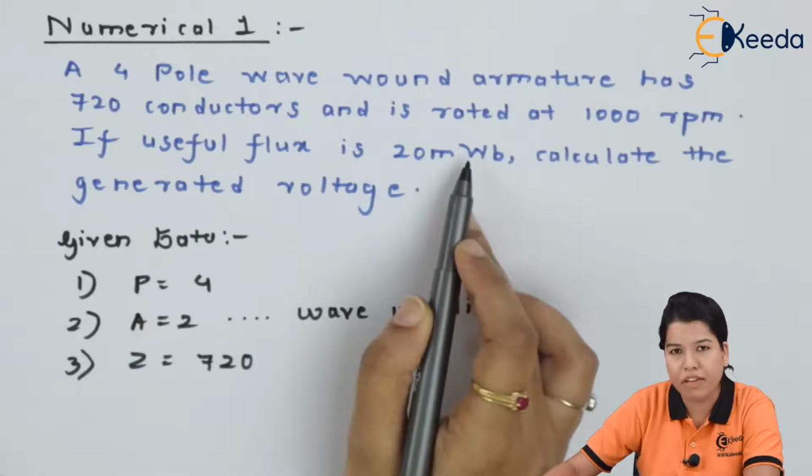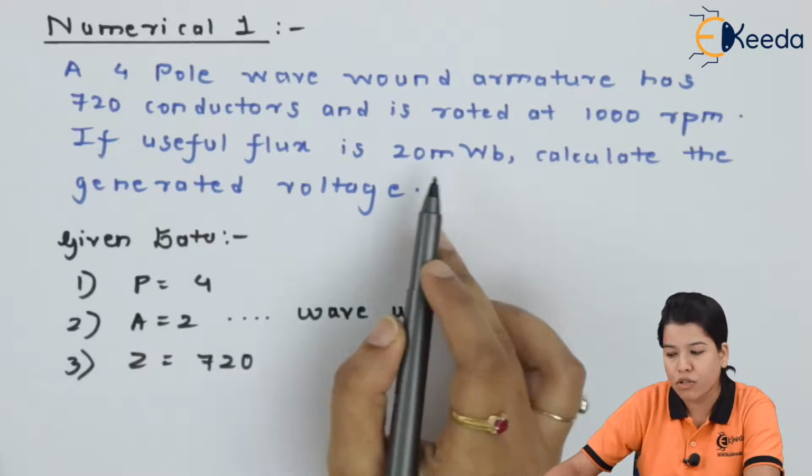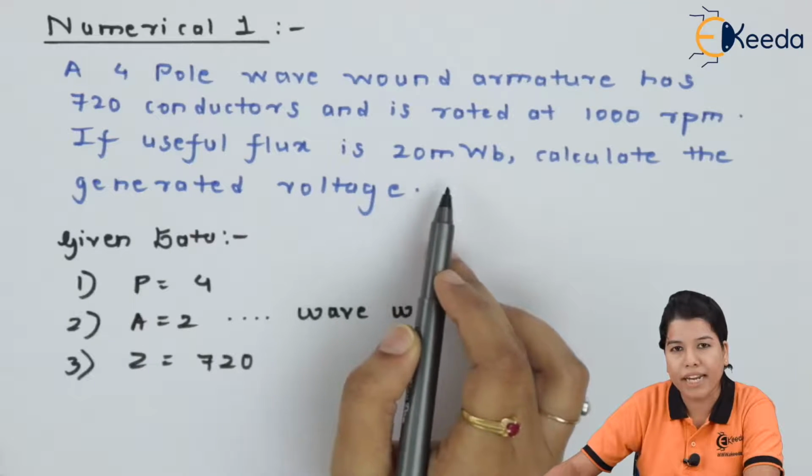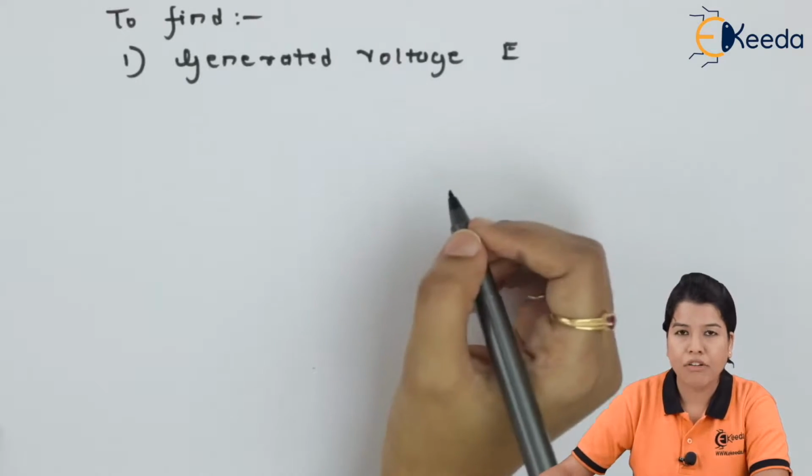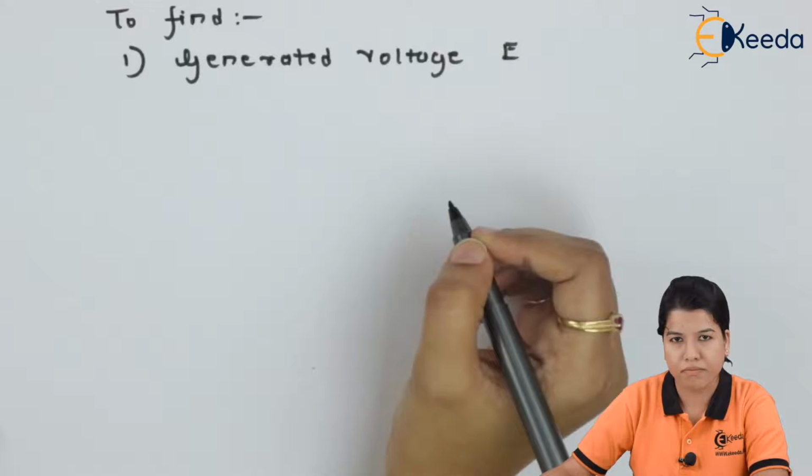Now, this is in milliweber. We have to convert it into Weber. So, we have to multiply 20 by 10 raised to minus 3. We have to find the value of generated voltage. Now, let's find the solution to this problem.